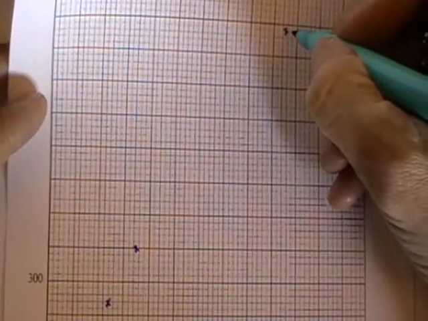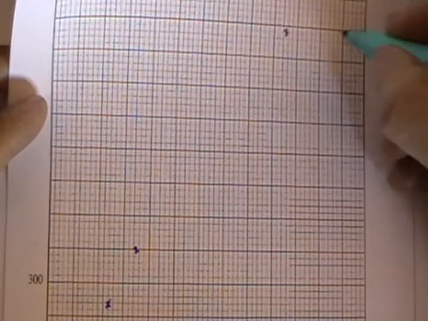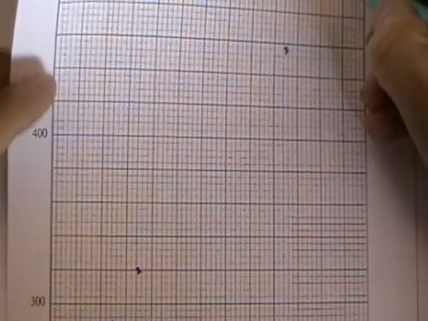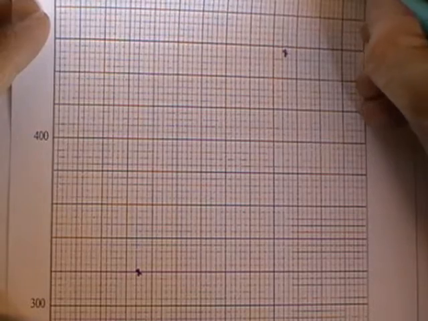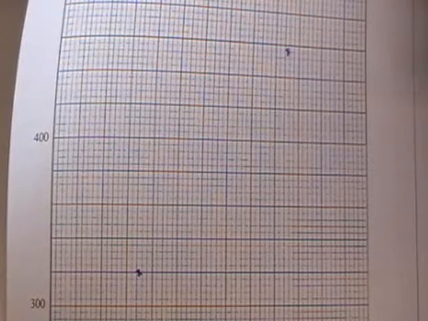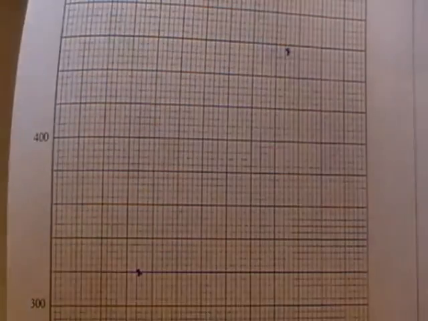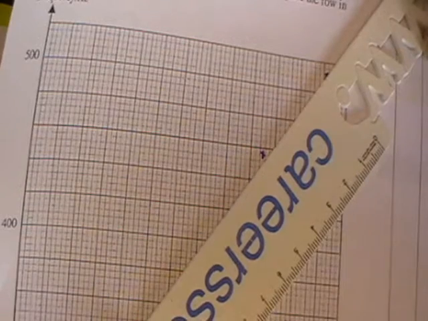And the last one then is 512 and 6.02. 6.02 and 512. And that's about here. So, okay, so you put a best line fit through those points there. And then it says measure the gradient of your graph and state a unit in which it is measured. Okay, so if you put a best line fit through that, it's coming out roughly about there.